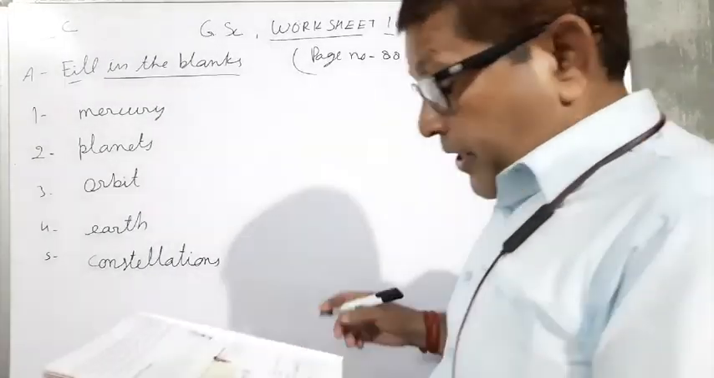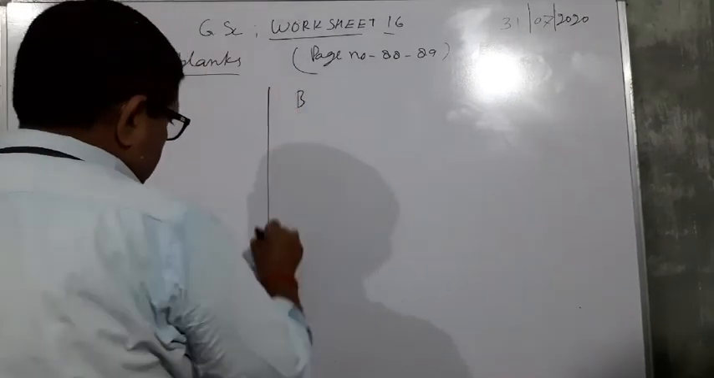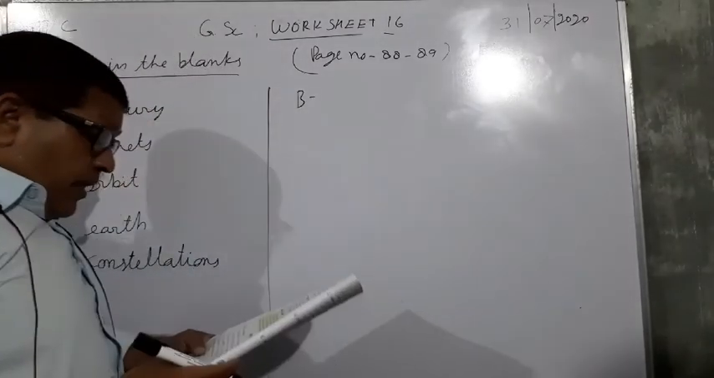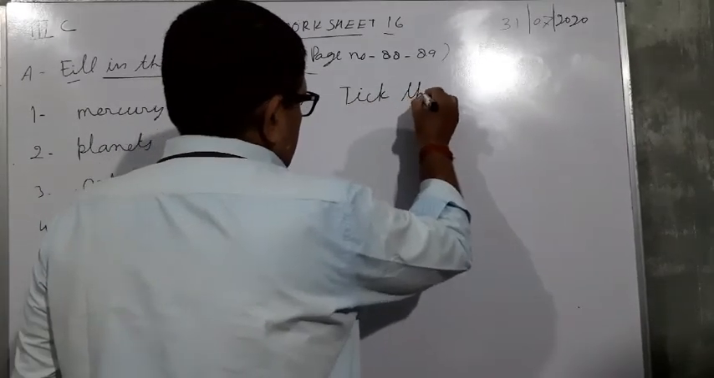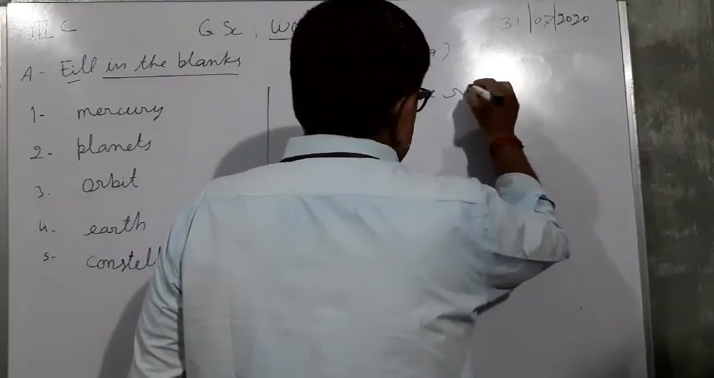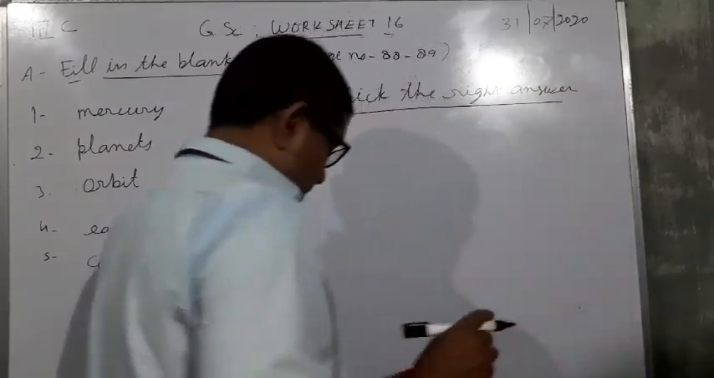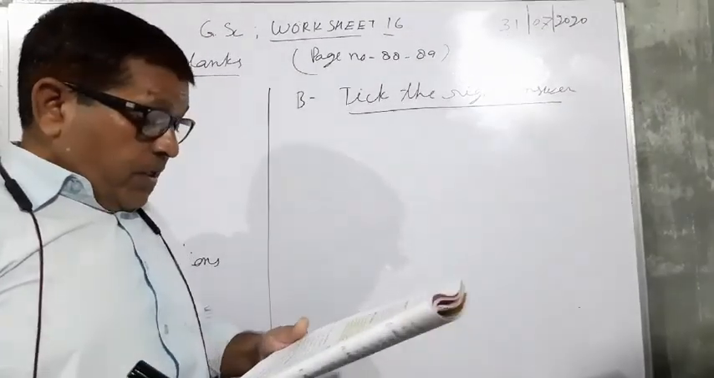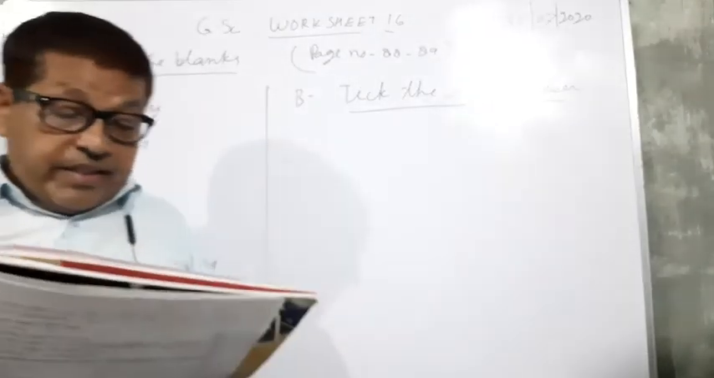Now you see B. Tick the right answer. Here one complete sentence is given, and in this sentence two words are given. One is correct and the other is incorrect. So you have to tick the correct answer.